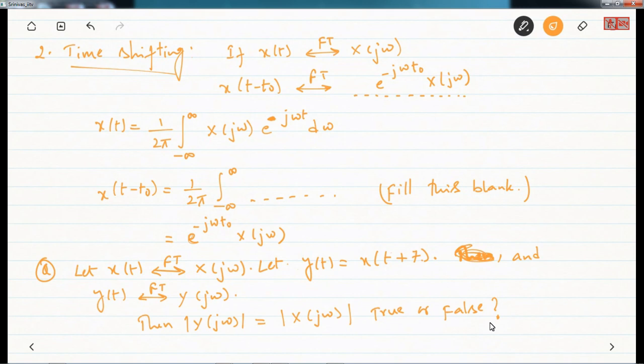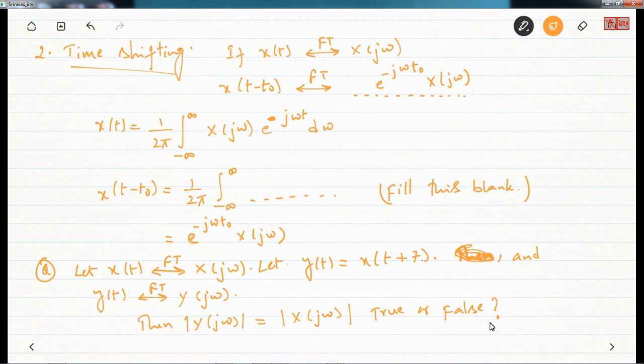You just look at the above property, the time shifting property, and in fact I told you the answer already. When the signal is moved to the left or to the right in the time domain, the magnitude of the Fourier transform will not change, but only the phase will change. Let me remind you once again that a Fourier transform can be complex valued. X of j omega can be real or complex. That's why we talk about its magnitude and phase.